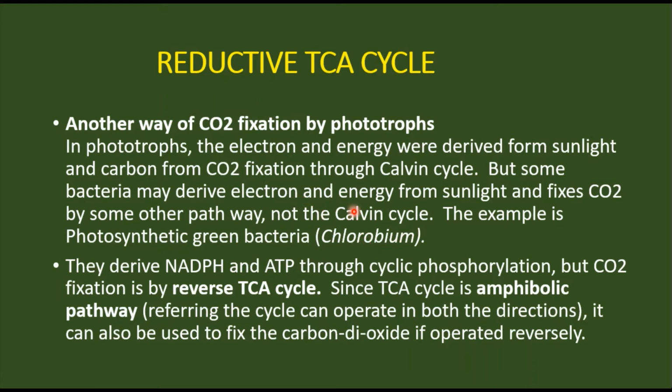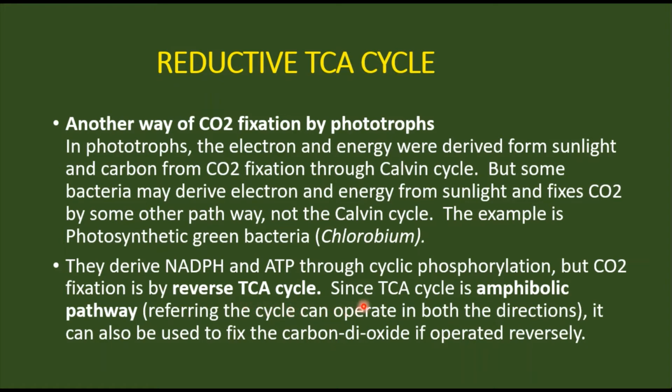The best example of this kind of cycle can be seen in a bacterium called Chlorobium, which belongs to the photosynthetic green bacteria. These photosynthetic green bacteria derive the NADPH and ATP, together called assimilatory power, through cyclic phosphorylation synthesized in the light phase. But the carbon dioxide fixation is done by the reverse TCA cycle, that is the reverse of our tricarboxylic acid cycle.